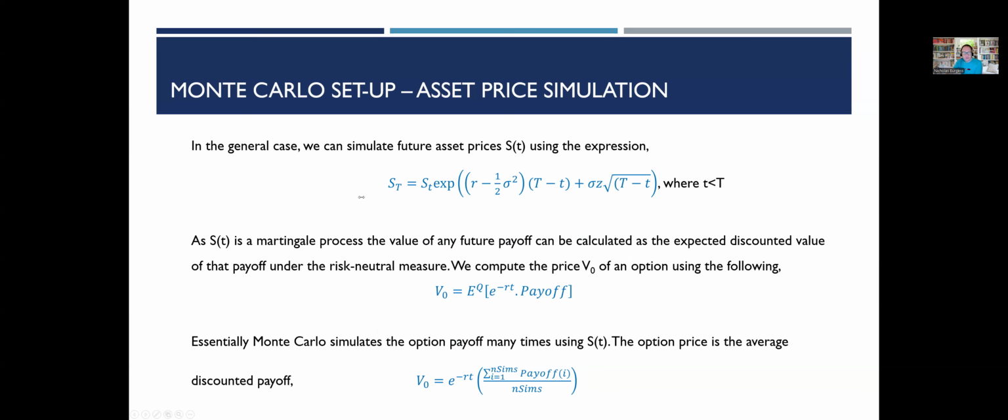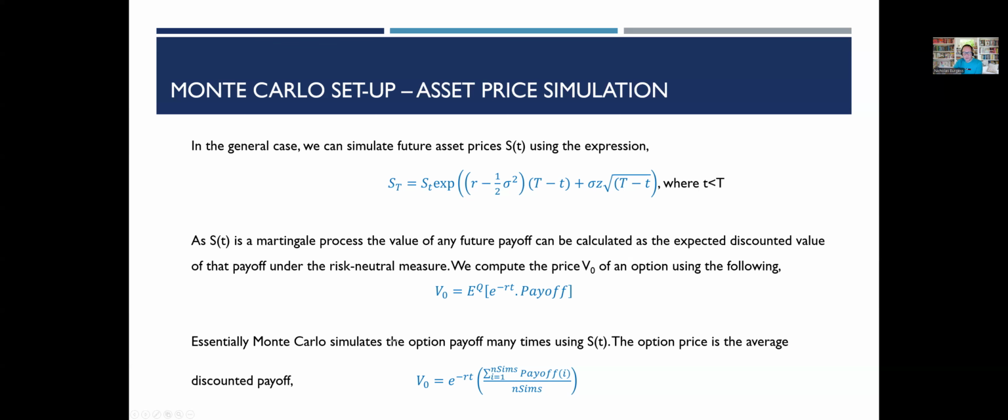Now, we said that S_t is a martingale process, and the value of your payoff can be calculated as the expected discounted value of that payoff under the risk neutral measure. So practically speaking, you can compute the value of your option V using the following formula. You want to compute the discounted payoff, this discount factor times your payoff for each path. And you want to work out the expected value, and that's going to be the value of your option. The way you calculate the expected value is through this formula here.